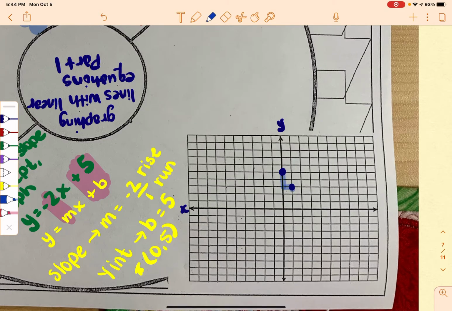And I'm going to keep going. Down 2 over 1. Down 2 over 1. And I'm going to keep going.